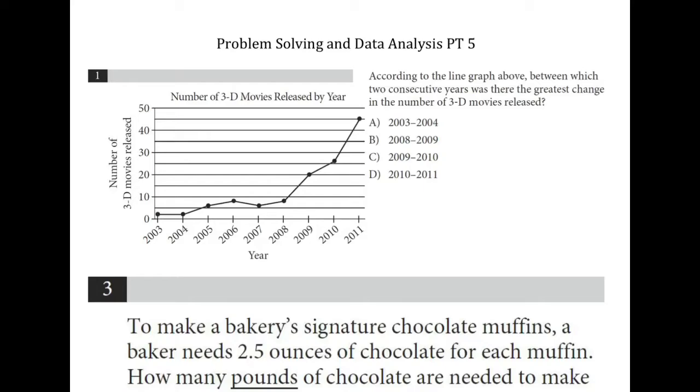According to the line graph, between which two consecutive years was there the greatest change in the number of 3D movies released? So the number of 3D movies released is on the y-axis, and if we look at the different dates, 2003 to 2004 has almost no change. 2008 to 2009 goes up some. 2009 to 2010 has a bit of an increase, but the largest increase is here between 2010 and 2011.